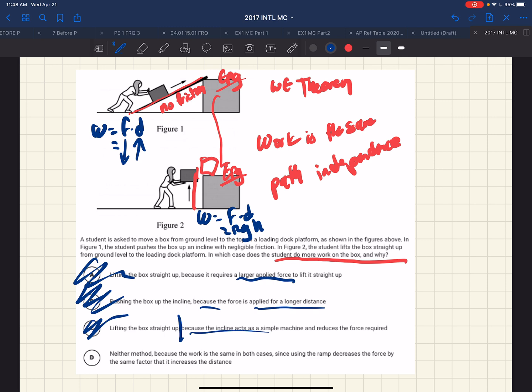It doesn't follow. Neither method: the work is the same in both cases. The ramp decreases the force by the same factor it increases distance. Choice D.